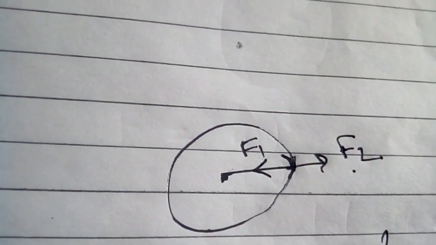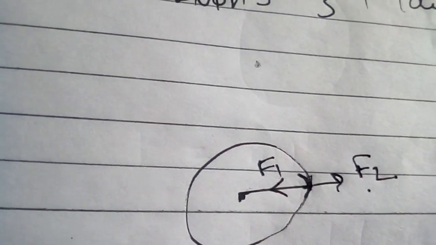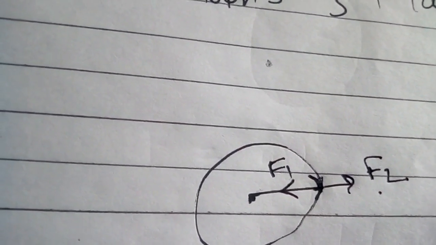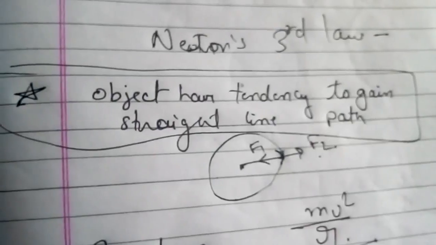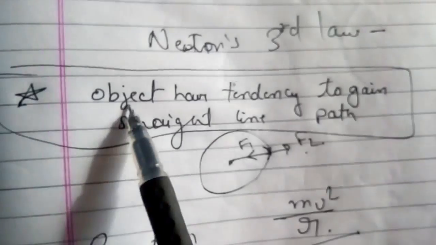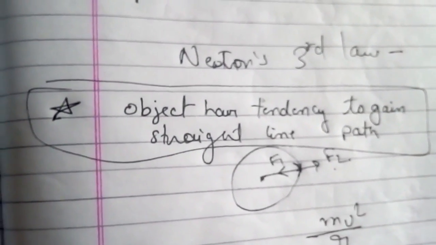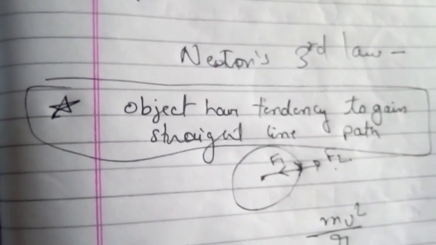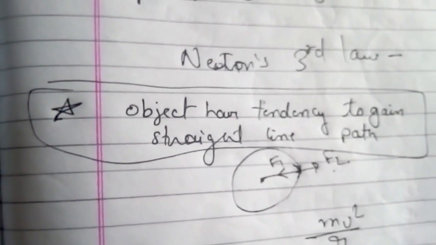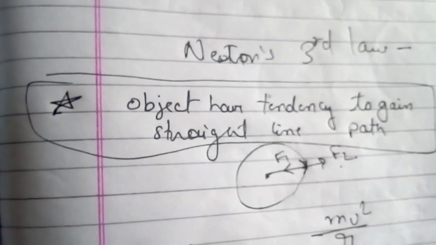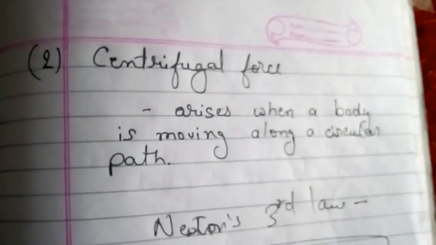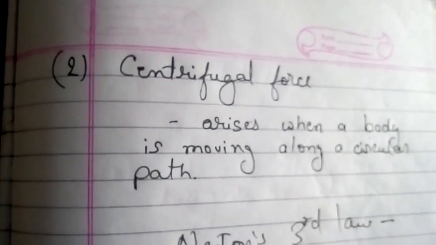You can see here the force F1 is directed towards the center, so it is centripetal force, and F2 is directed along the same radius but outside the circle, which is a centrifugal force. And the object has a tendency to gain a straight line path. So these are the reasons why centrifugal force acts. First, when centripetal force is acting, it acts exactly opposite due to the object moving in a circle, and the object has a tendency to gain a straight line path. So this was the difference between centripetal and centrifugal force.